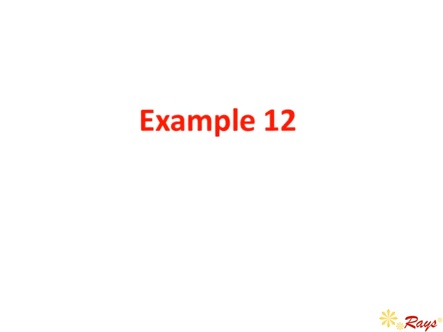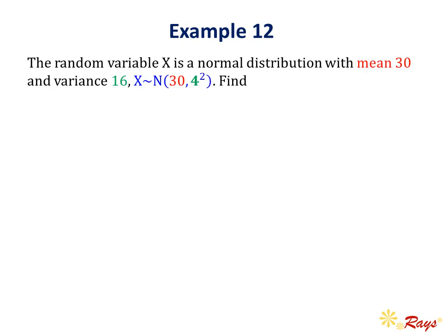Let us now look at example 12. The random variable X is a normal distribution with mean 30 and variance 16, and we can express this as X normal distribution with mean 30, and remember that we have to write in sigma square so that we can see the standard deviation or the sigma right away, because that is what we're going to use. So find probability of X greater than 37.